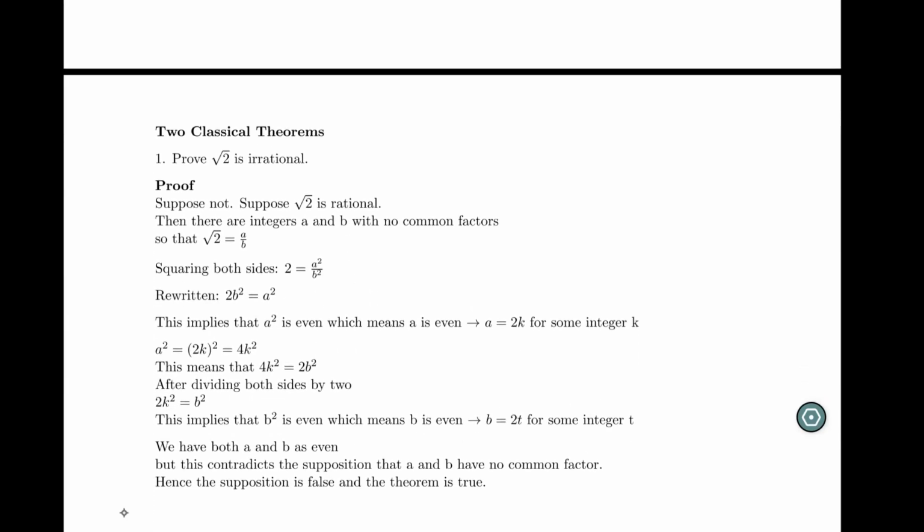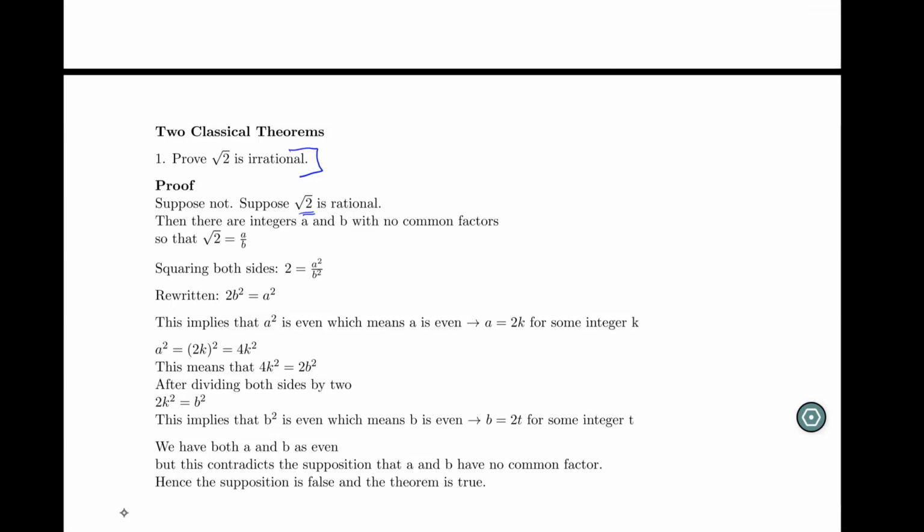So these classical theorems are good for you to be able to reproduce. Everything's written here, so you can just sit back and listen. Okay, so we're proving that root 2 is irrational. Remember, irrational doesn't have any properties, so we want to go to contradiction, and we want to say, okay, suppose not. Suppose that root 2 is rational.